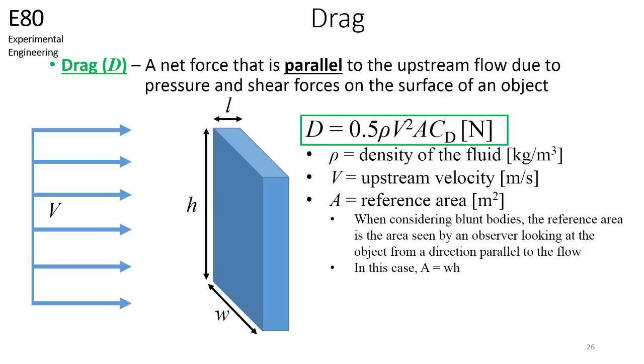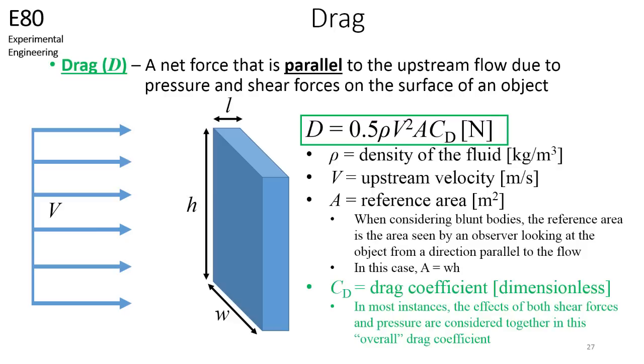In this case, the flat plate oriented in this manner is a blunt body. When considering blunt bodies, the reference area is the area seen by an observer looking at the object from a direction parallel to the flow. In this case, the reference area is width times height h.